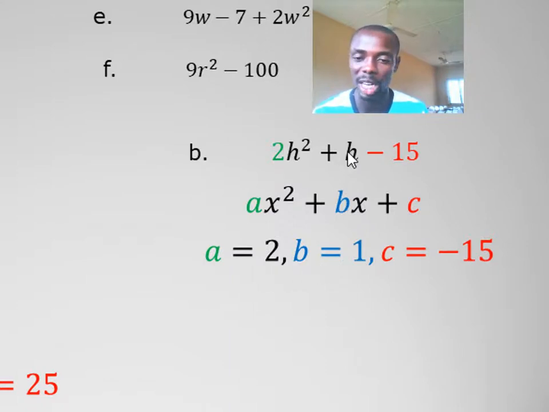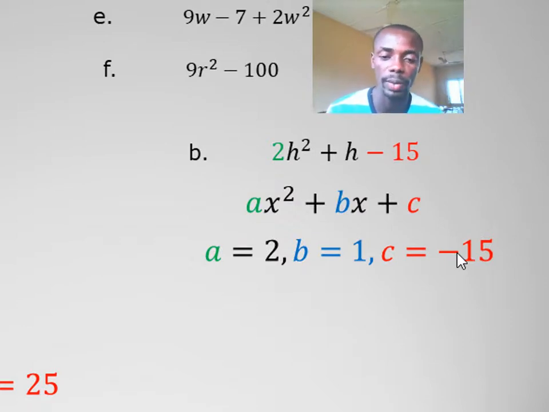Why? Because 1 times h, or 1 multiplied by h, is h. So the coefficient of h here is not 0, it is 1. If it were 0, then h wouldn't have been expressed at all. Take note of that. And our C here is minus 15. Please make sure you understand that. If you need more explanation, leave it in the comment box.